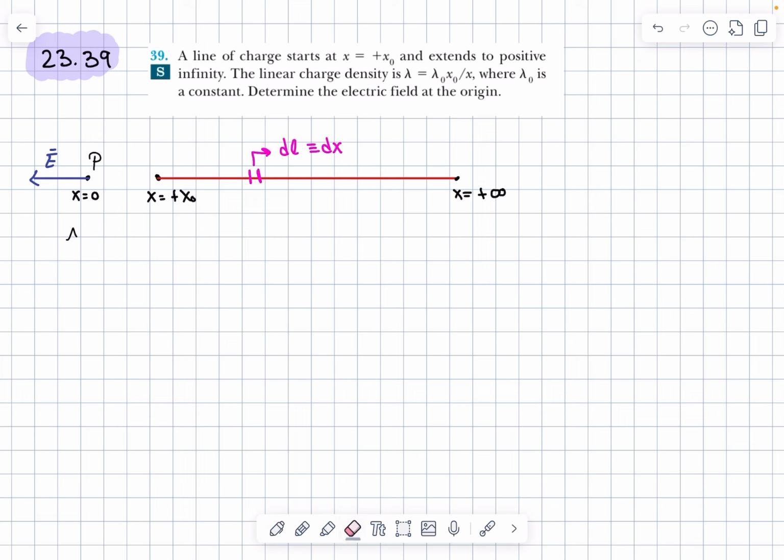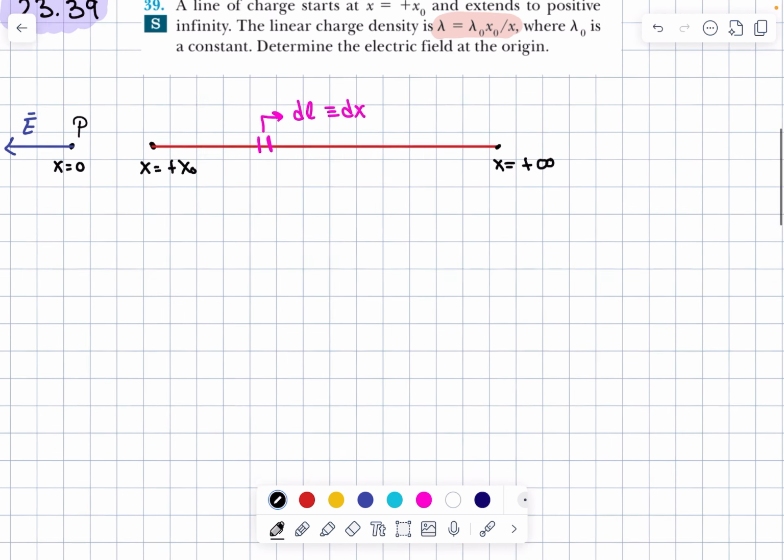What's interesting about this problem, and maybe a little different than other ones, is that while we do have a continuous charge distribution, we do not have a uniform charge distribution. So we see here that lambda actually depends on x, so it depends on where we are along this line charge.